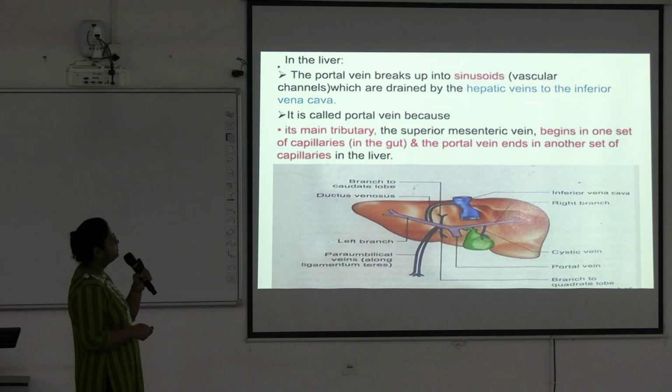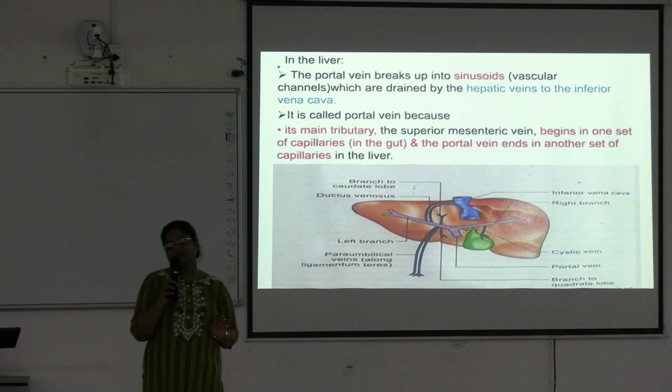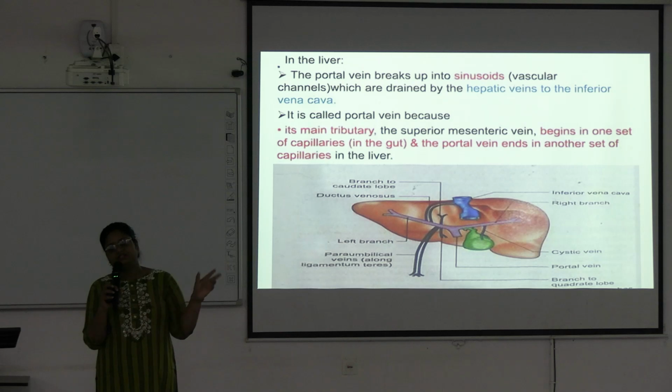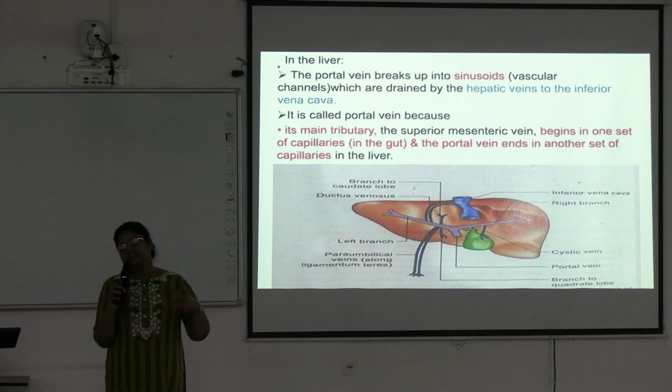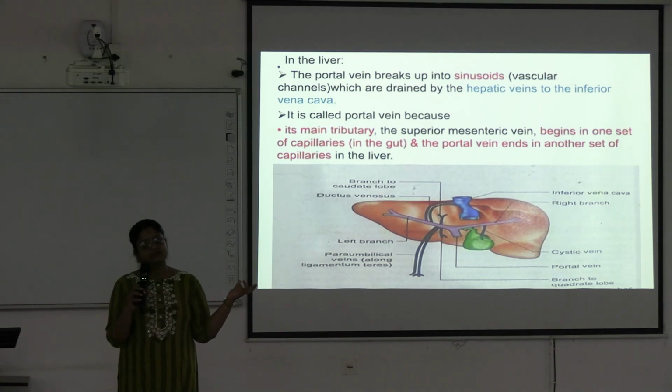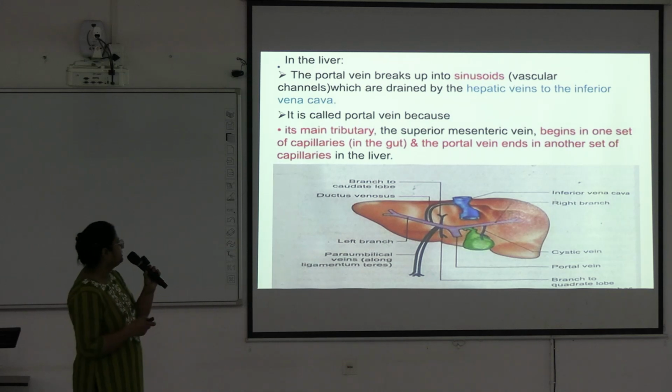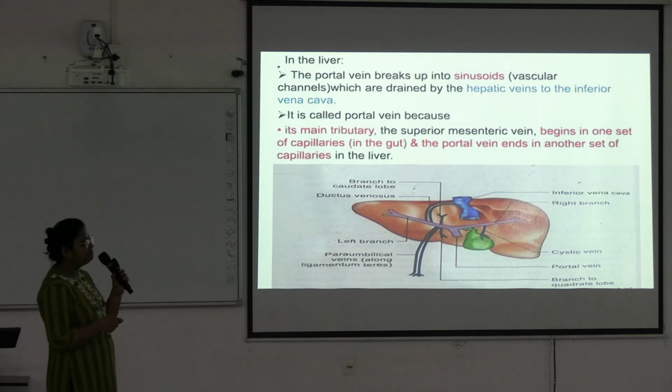Hepatic veins drain into the inferior vena cava. It is called the portal vein because its main tributary, the superior mesenteric vein, begins in one set of capillaries in the gut, and the portal vein ends in another set of capillaries in the liver. The word portal means it starts as a capillary and ends as a capillary plexus. That's why the name is given portal vein.